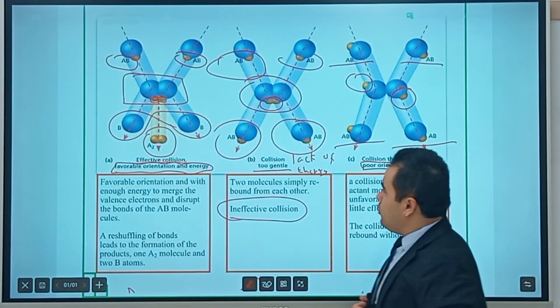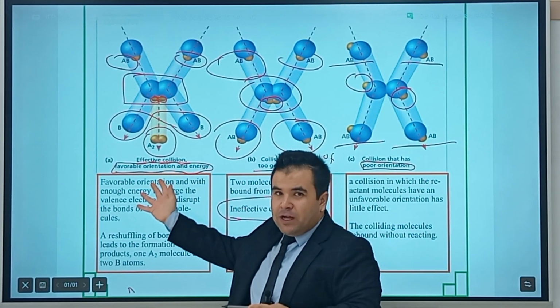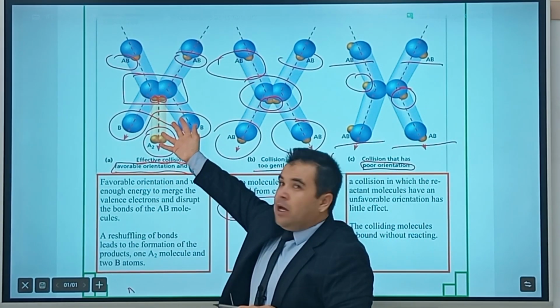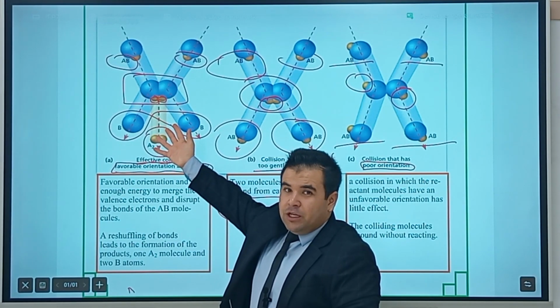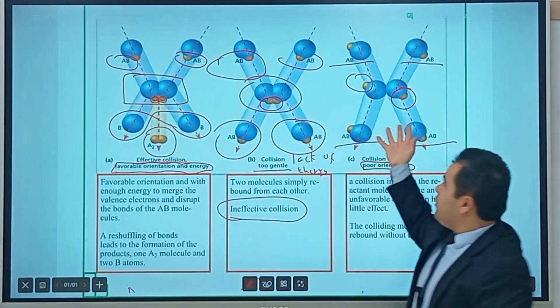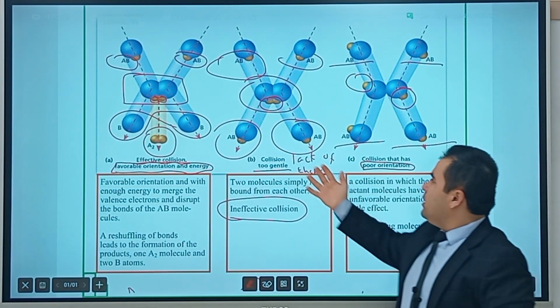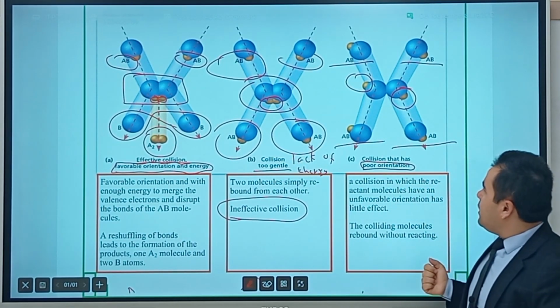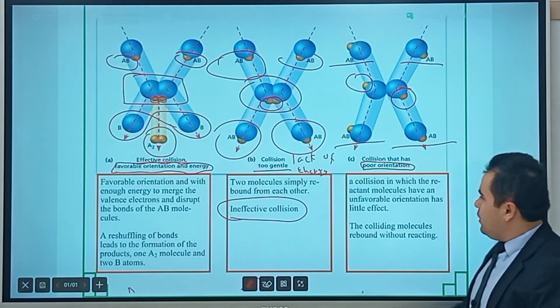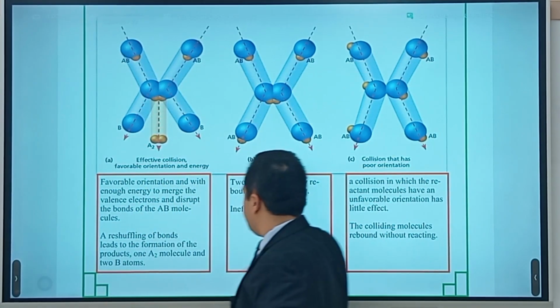So the collision theory has three assumptions. The first one is the effective collision, where the collision has appropriate orientation and enough energy. The second and the third are ineffective collisions. The second is not having enough energy, the third is having a poor orientation. Both cases are ineffective collisions.